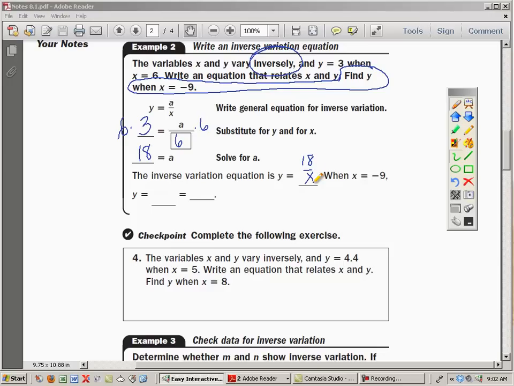So then it says when x equals negative 9, well then y is going to be equal to 18. Sorry, I almost wrote negative 18. 18 divided by negative 9, because again it's y over x, or I'm sorry, a over x. So it's 18 divided by negative 9, which is negative 2. So the ordered pair negative 9, negative 2 is also a piece of that inverse variation. Okay? All right, why don't you guys try the checkpoint?